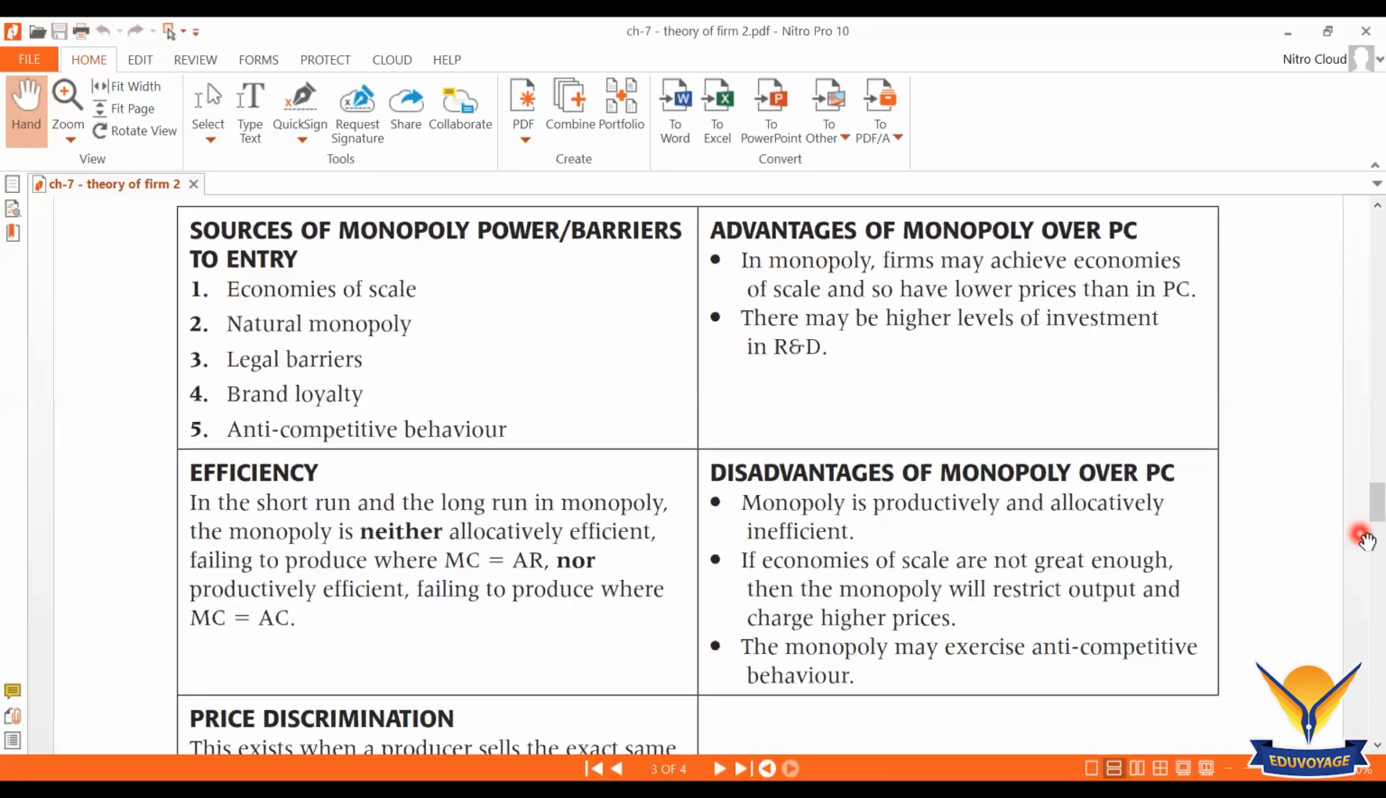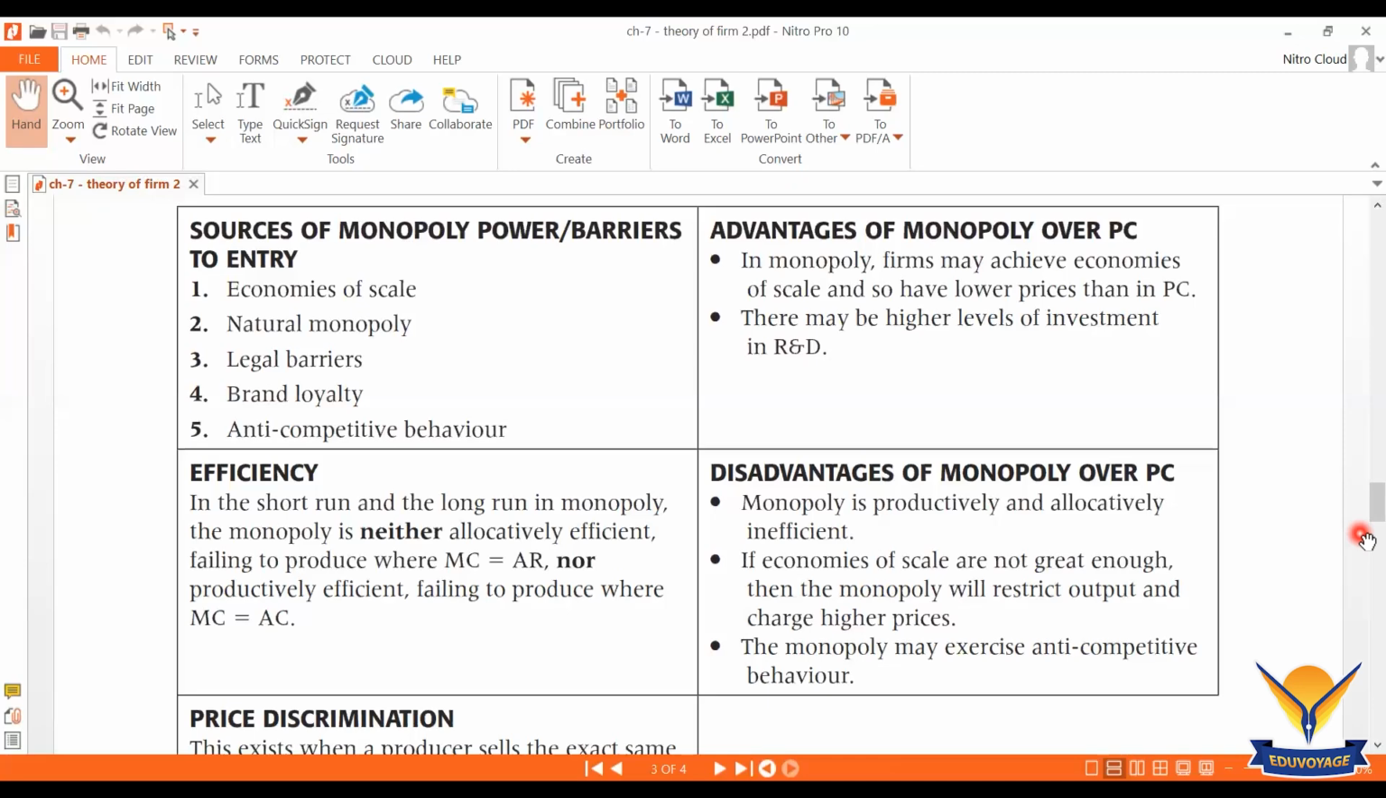Another disadvantage: if economies of scale are not great enough, then the monopoly will restrict the output and charge a higher price, which normally they do. Even if they achieve economies, they try to exploit the market by charging a higher price. And they follow anti-competitive behavior. They try not to let other people come into the market.